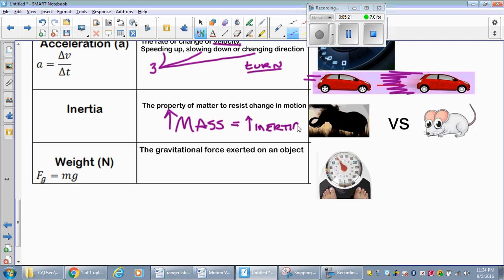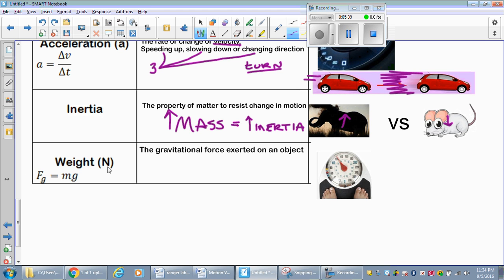Okay, and look at this. Here's a perfect example of that. We have an elephant versus a mouse. Which one's easier to move? Well, this one has a really high mass. This one has a really low mass. So the elephant is harder to move than the mouse, right?